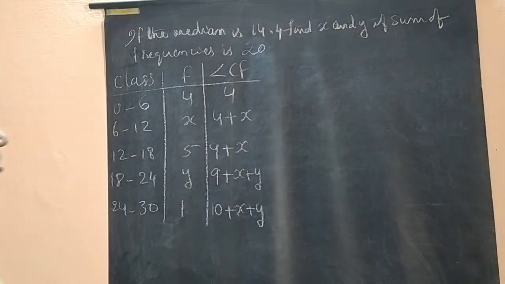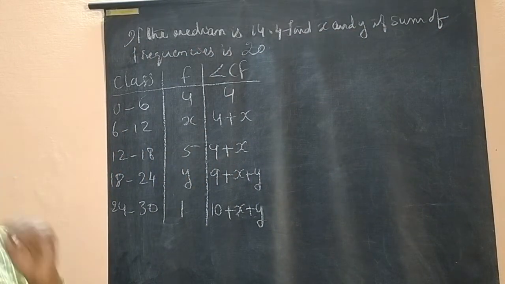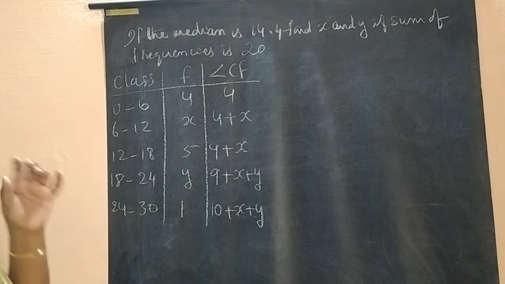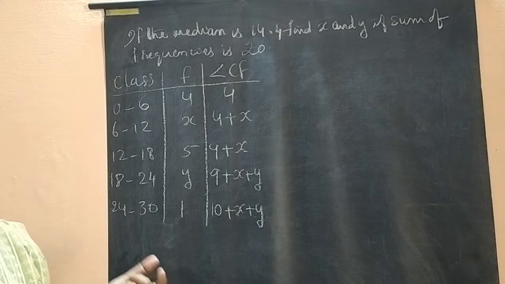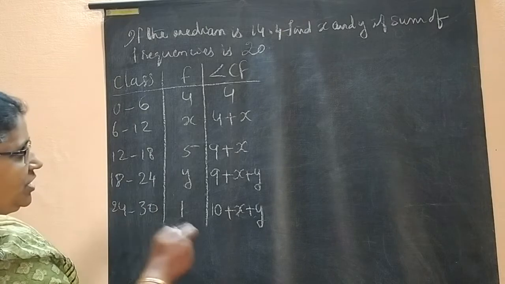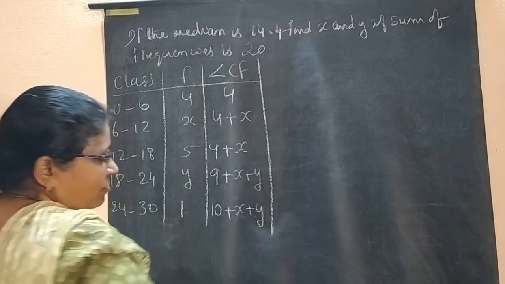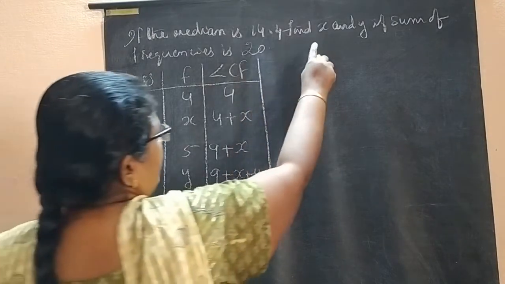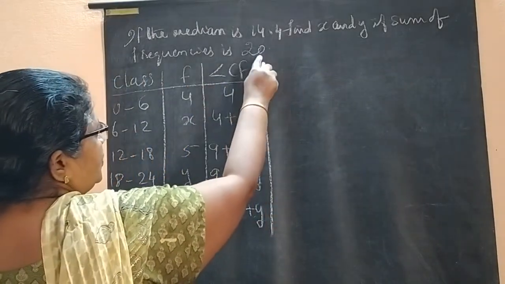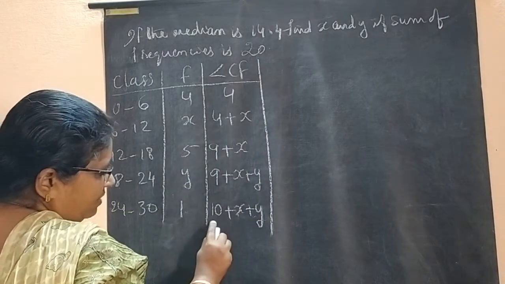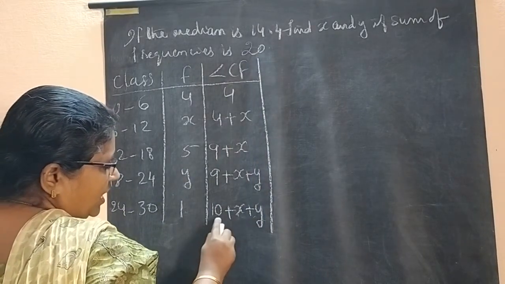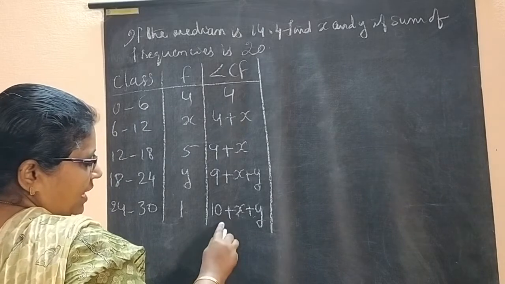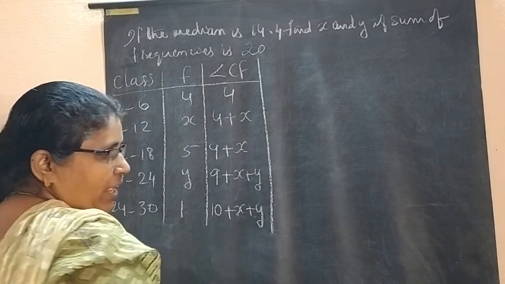So for finding x and y, two variables, we want two equations. The first equation we will get from the sum of all the frequencies, same as in mean. First equation we will get from the sum of all the frequencies. See, sum of all the frequencies is given as 20, and here we got the last step is 10 plus x plus y. 10 plus x plus y.